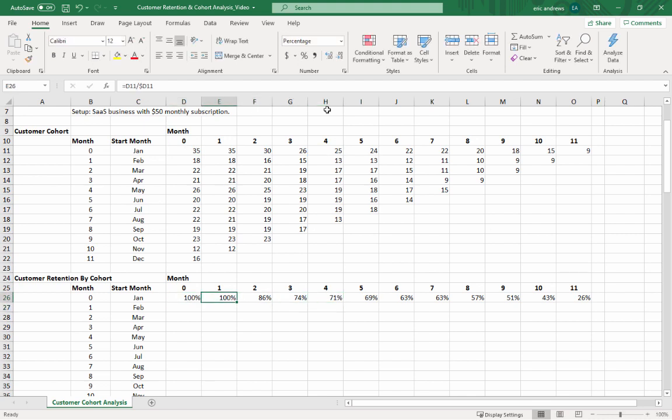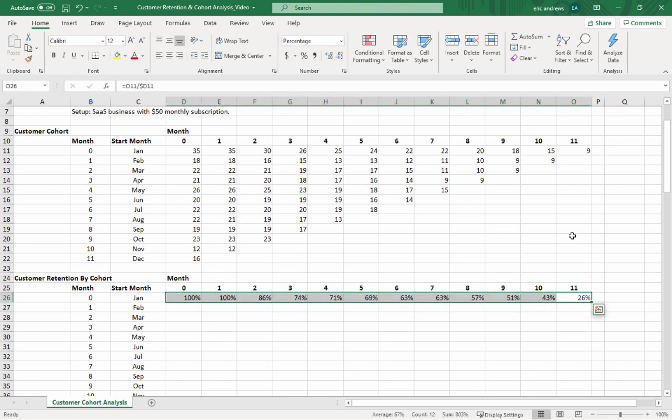So what this basically shows us is that 100% of customers made it to month zero with us. And then only 86% of the initial 35 customers got to month two with the business. Over time, you see that some percentage of the customers starts to drop off, but 12 months into their relationship with the company, you still have 26% of your customers purchasing. So that gives you a sense of what the retention of that January cohort is.